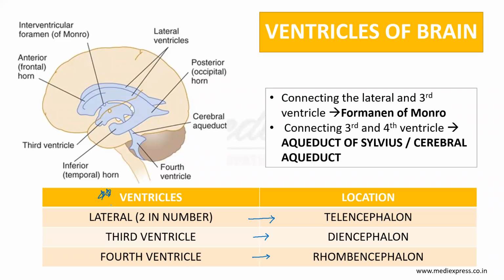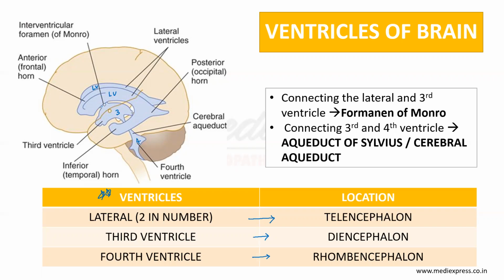Okay, so the ventricles: the first ones are the two lateral ventricles, located in the telencephalon. The third ventricle is located in the diencephalon, and the fourth ventricle is located in the rhombencephalon. Okay, very important. Now here you can see, these are the two lateral ventricles, this is the third ventricle, and this is the fourth ventricle.